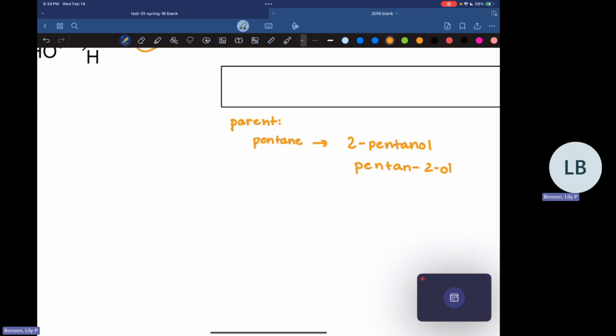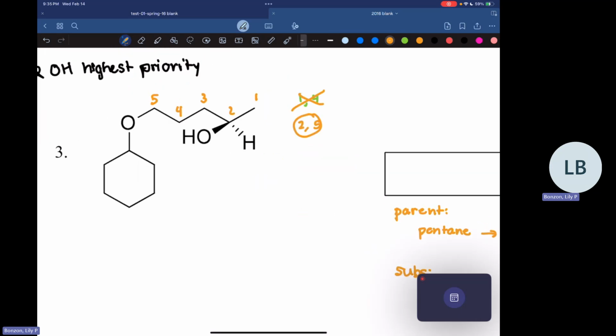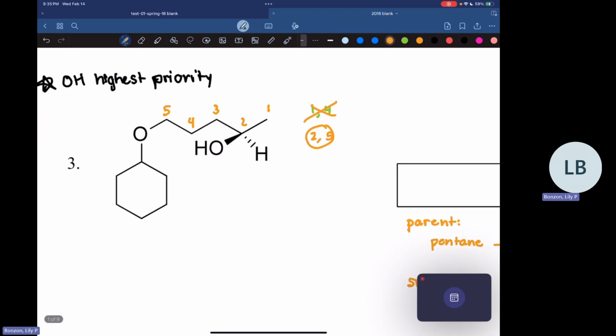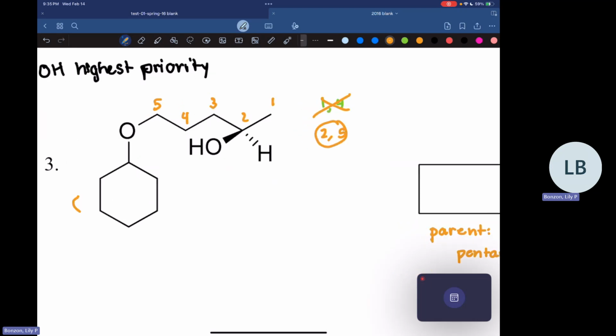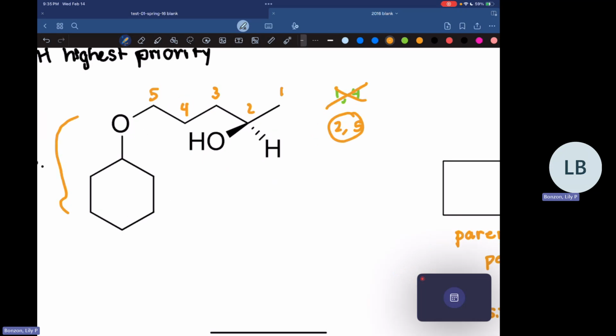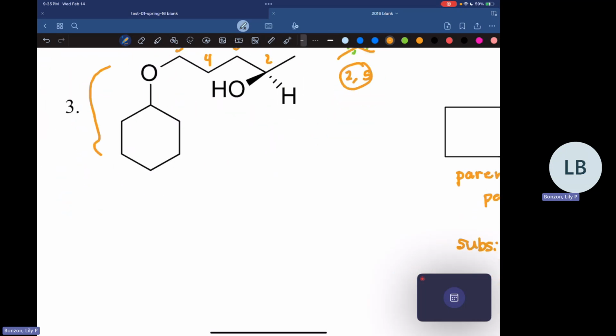All right, so now we're going to be going on to our subs. And so, again, alcohol is not a sub, it's a parent. So the only substituent that we have is going to be this ether group over here. And so again, ethers are named as alkoxy groups, so we're just going to throw that alkane name, so cyclohexane, and that's just going to be cyclohexoxy.